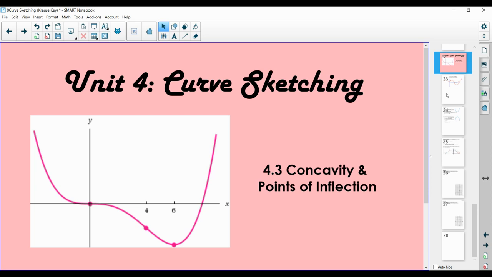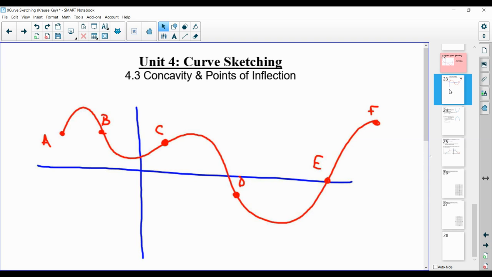So before we get started, I want you to take a look at the first diagram here. And I want you to ask yourself where there might be points of concavity. Where might the graph be concave down? Where might the graph be concave up? And where might there be some points of inflection? So just take a minute to look at the diagram, maybe pause your video and ask yourself, where's the graph concave down, concave up, and where would there be points of inflection?